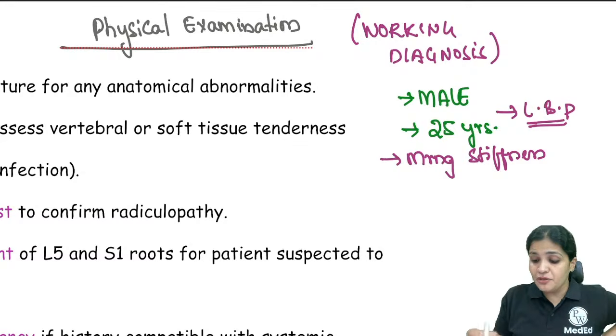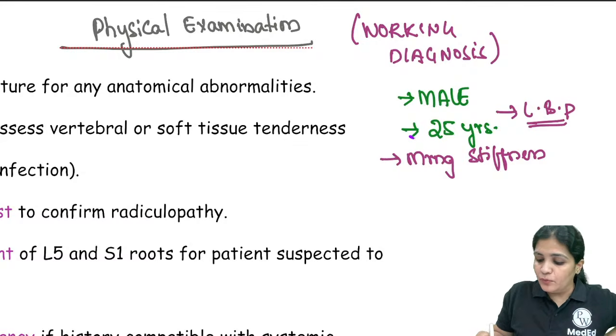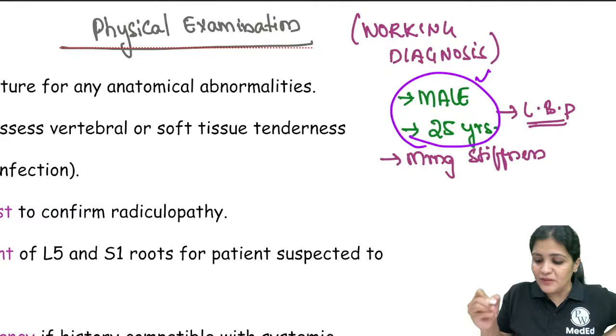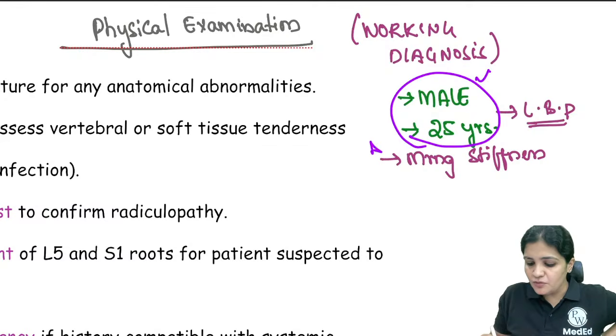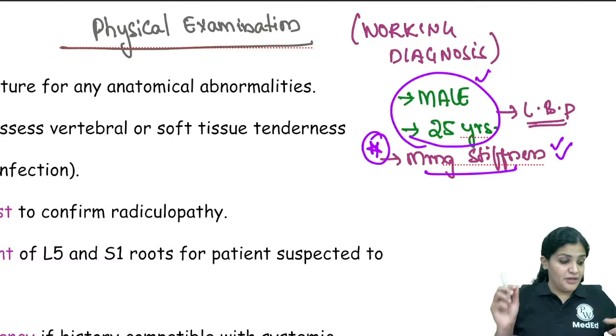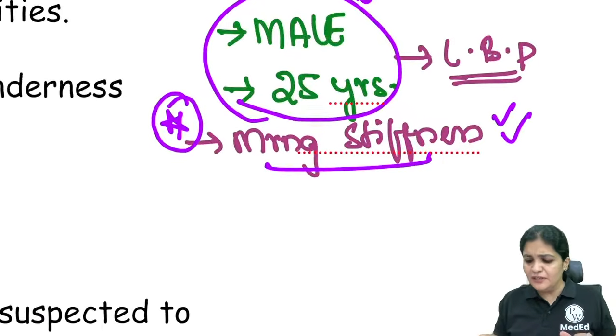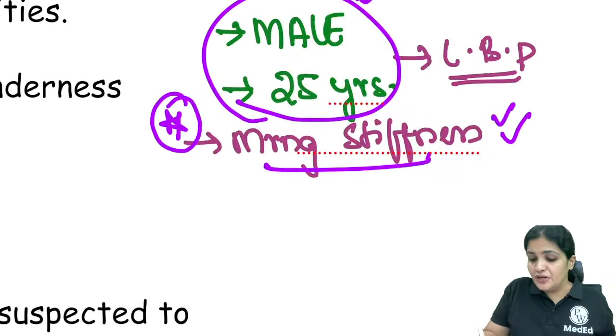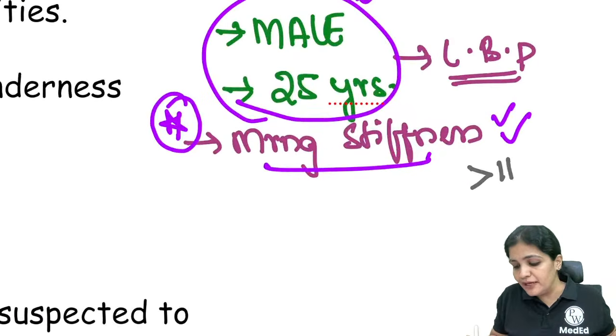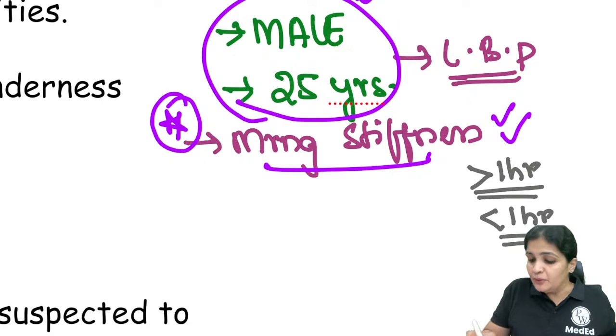And now what you should ask whenever you're dealing with young patients, male, 25 years, the first question will be about morning stiffness. You should first ask whether the patient has any history of morning stiffness. Now the patient will tell yes. Then you should ask, is the stiffness more than 1 hour or less than 1 hour. He will tell you that the patient history is more than 1 hour.